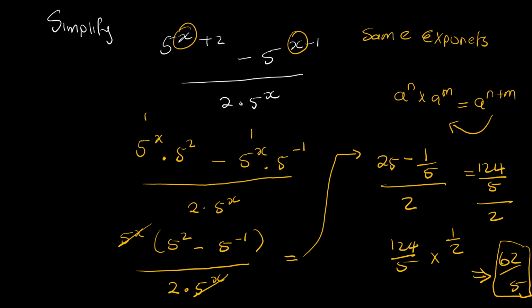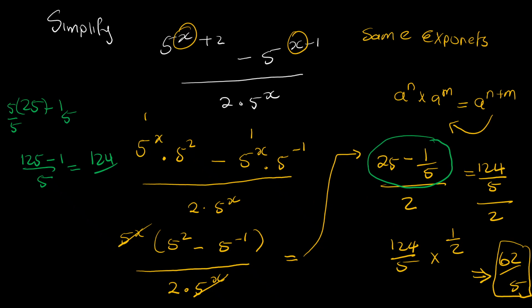Just learn how to apply the laws of exponents. Someone might have a question: how did we get the 124 on top here? How we got that is just what I did. I said 25 minus 1 over 5. I need the denominators to be the same, so I'm going to multiply the 25 by 5 over 5 so that I can have one denominator. The top part is 5 times 25, which is 125. Then we subtract 1, which gives us 124 over 5. That's how we got the 124 over 5. And that's it for this lesson.